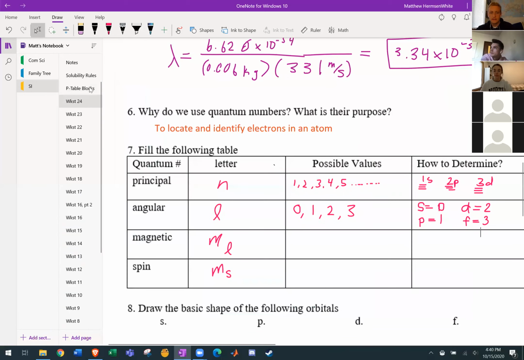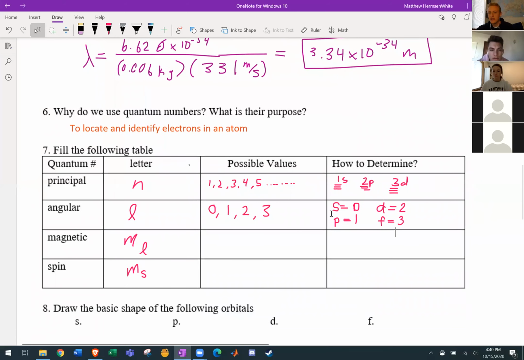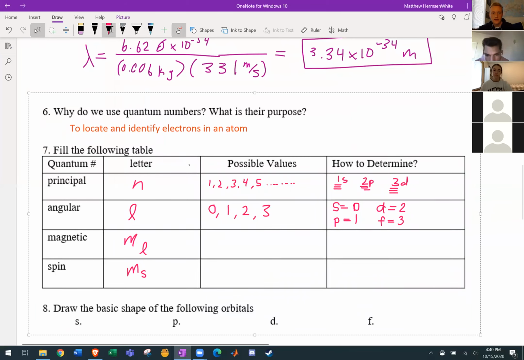So going back to here, if the electron or element you're looking for is in the S block, the L value equals 0, and so on. Okay, I know this is a lot. If you have questions as I'm going, please feel free to stop me.